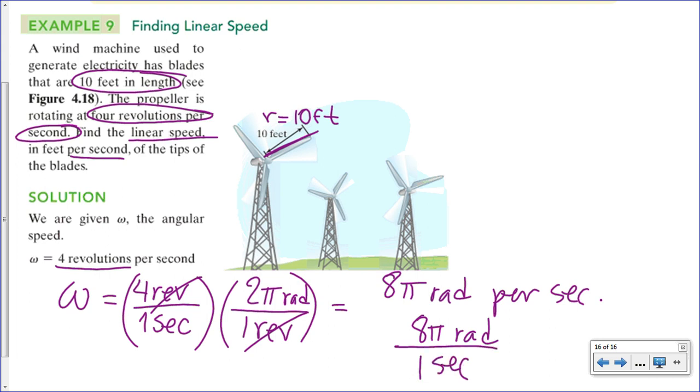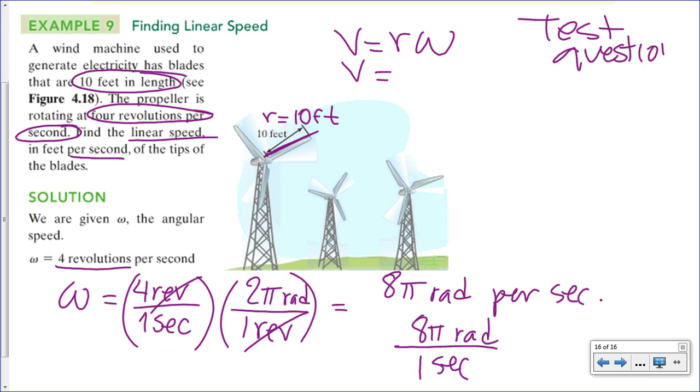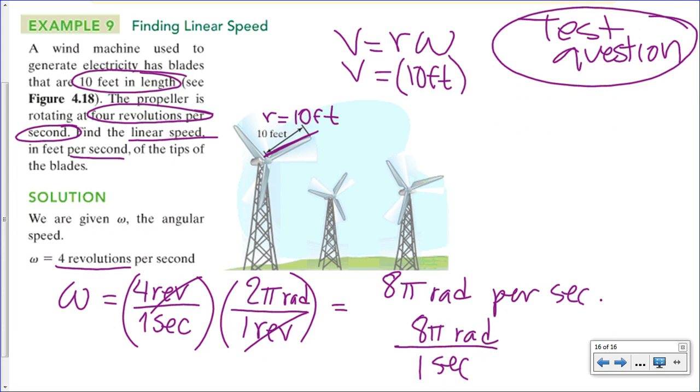Now I'm going to go back over here, and I know that for the linear speed, I need the radius times the angular speed. And I can assure you that you will have a problem like this in the test, I promise you. So, test question. Make sure you master one of those problems. Here, the radius was 10 feet. The angular speed is right here, 8 pi radians per second.